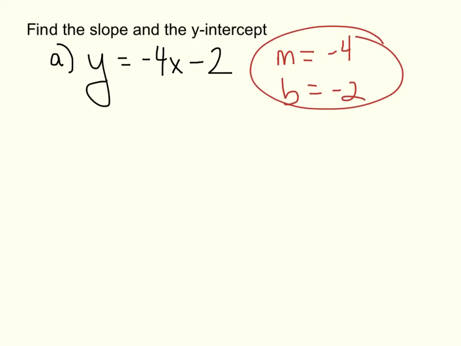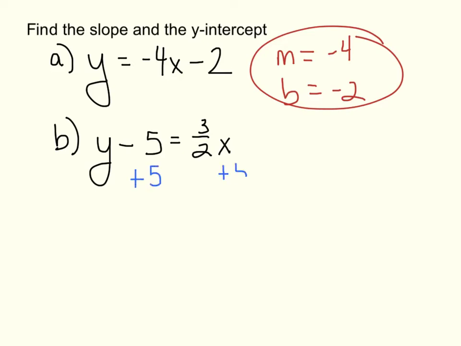Part B. Y minus 5 equals 3/2 x. Note your slope-intercept form has a y equals, so you have to solve the equation for y. The y has to be by itself, and you solved this in section 1.4, 3 chapters ago. So I have to get rid of my minus 5. The opposite of minus 5 is plus 5. So my equation would be y equals 3/2 x plus 5.